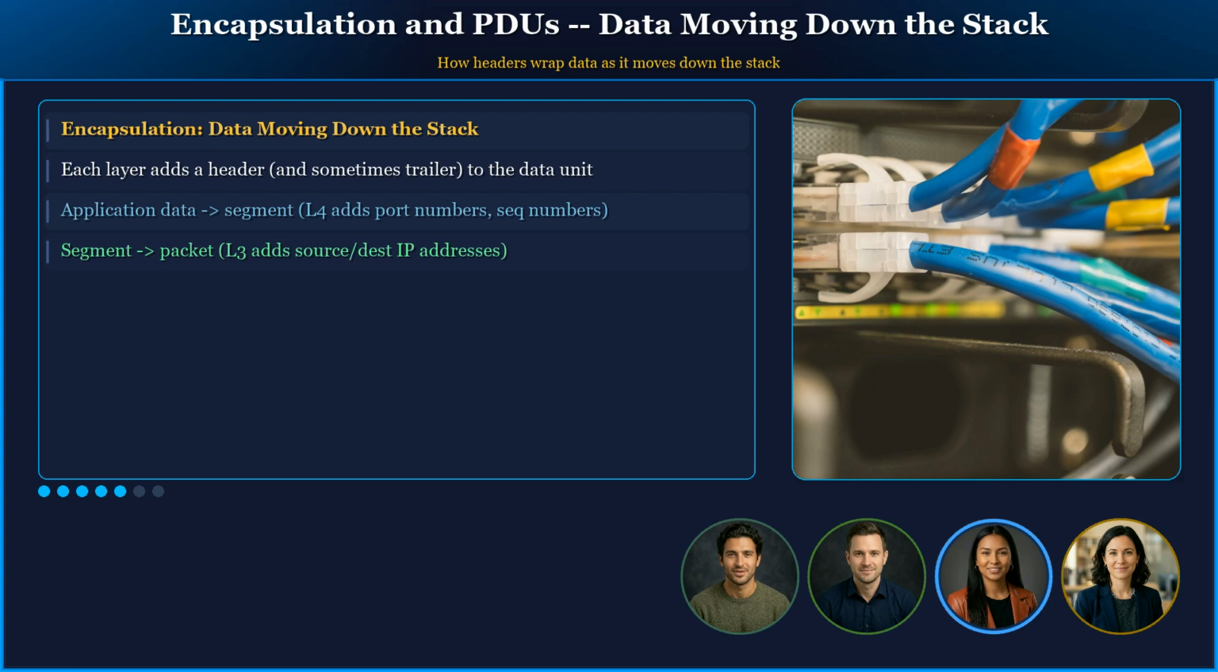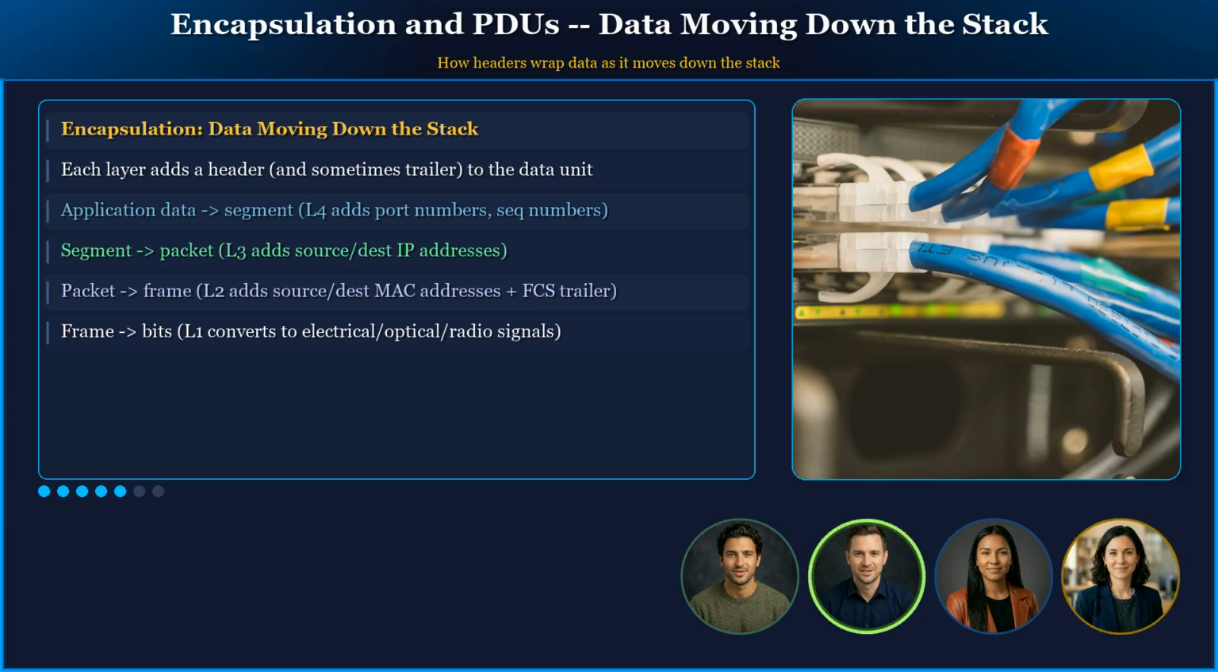The data link layer wraps the packet in a frame header, adding source and destination media access control addresses, and appends a frame check sequence trailer for error detection. That is now a frame. The frame check sequence lets the receiving end verify the frame arrived intact. Finally, the physical layer converts the frame into bits, electrical pulses, light pulses, or radio waves depending on the medium. On the receiving end, encapsulation strips each header as data moves back up the stack, layer by layer, until the original application data is restored.